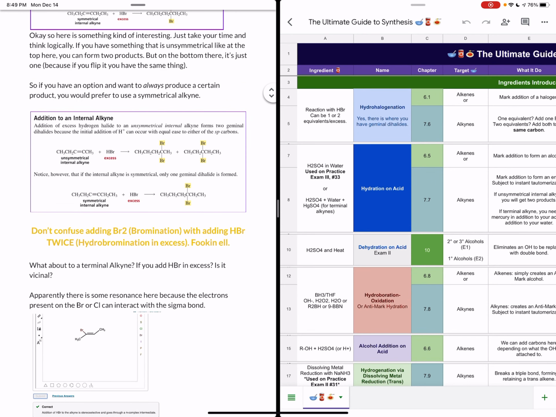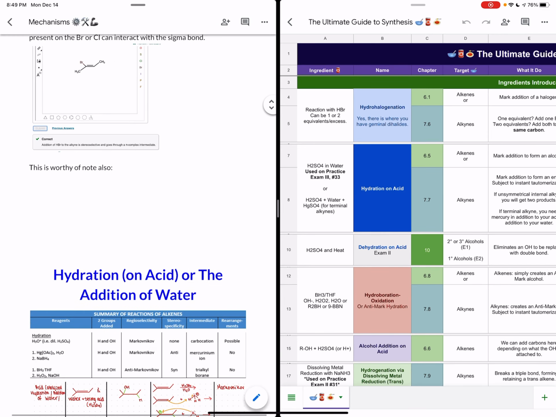Don't confuse bromination with hydroboration, okay? Those are two different things. We don't want to confuse those. All right.